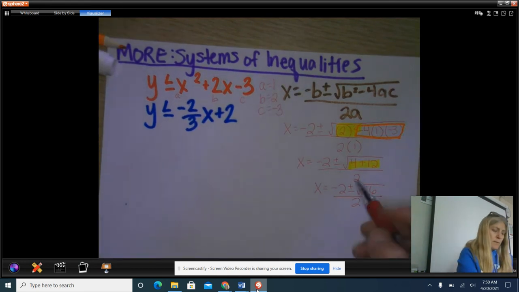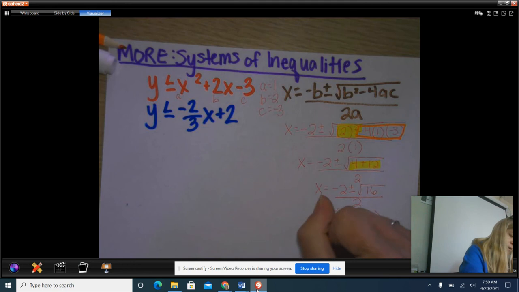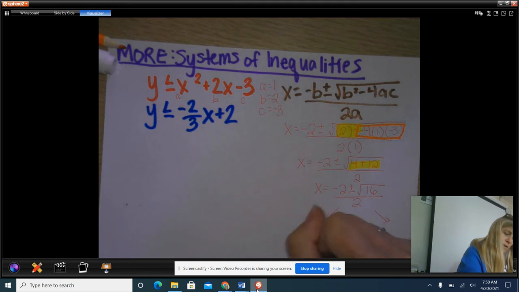So this is where we're going to split it into our two roots. We're going to follow our two paths, -2 plus the square root of 16 divided by 2, and -2 minus the square root of 16 divided by 2. So -2 plus 4 divided by 2 is our first x, and our second x is -2 minus 4 divided by 2.